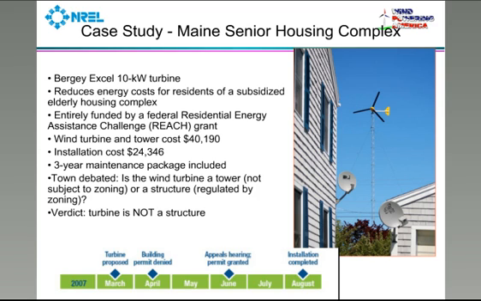Next case study is a 10 kilowatt turbine with a senior housing complex in Maine. You can see the combined cost of the equipment and the installation was in excess of $60,000. This is probably unfortunately more typical of what people pay nowadays. That did include a maintenance package. The big debate in the town was whether or not the wind turbine on a tower was subject to zoning or not. And in this case, they eventually decided it was not subject to zoning.